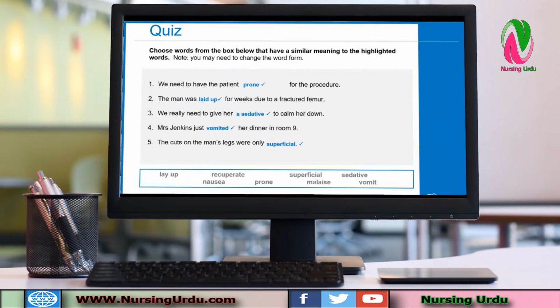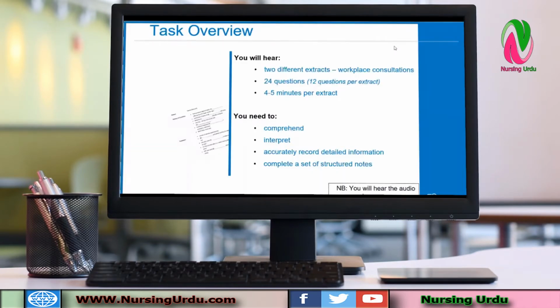Okay, so let's get started with listening part A. So listening part A, what do we hear? So we get two different extracts. In particular, there are workplace consultations, okay? Now, what that means is you hear a patient speaking to a healthcare professional. You get 24 questions, so 12 per extract, and each audio lasts for about 4 to 5 minutes.